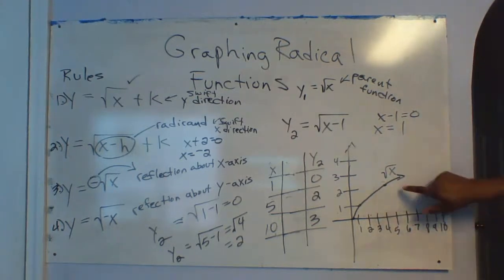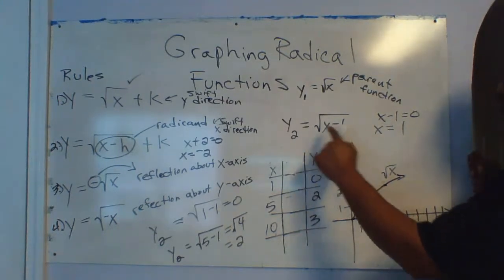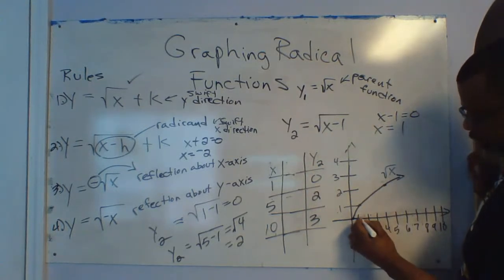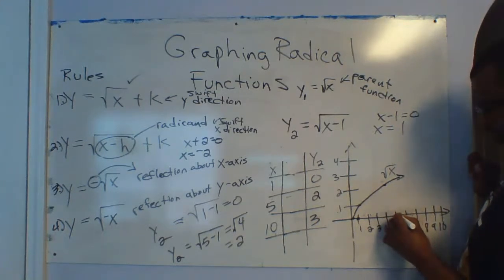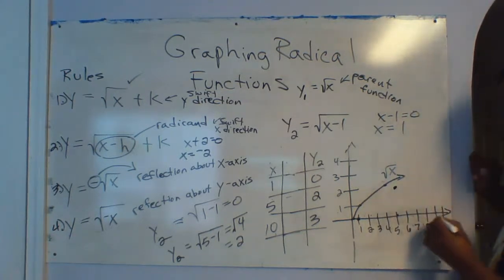All right, so this is the parent function. Now we're going to do the function y minus 1. All right, so we're going to go over to 1, 0. Then we'll go over to 5, 2. And then we're going to go over to 10, 3.